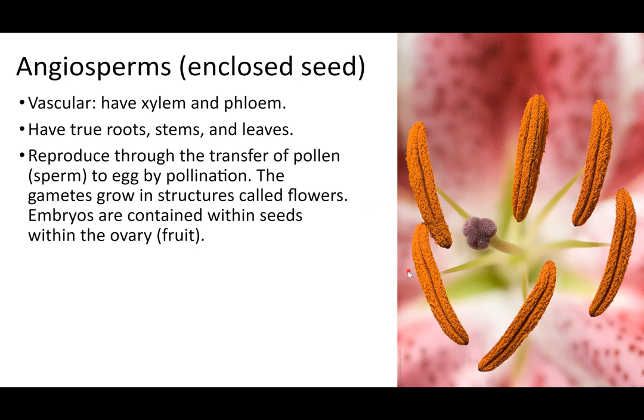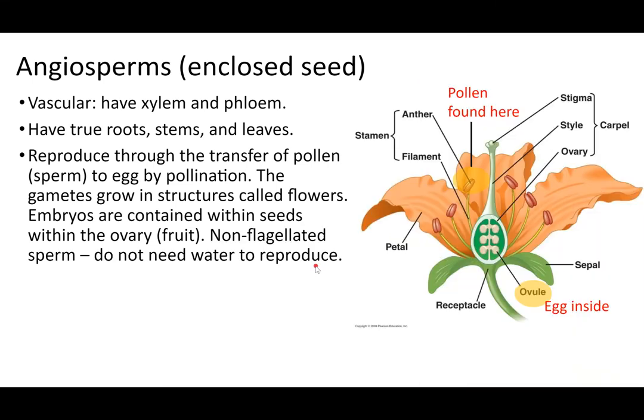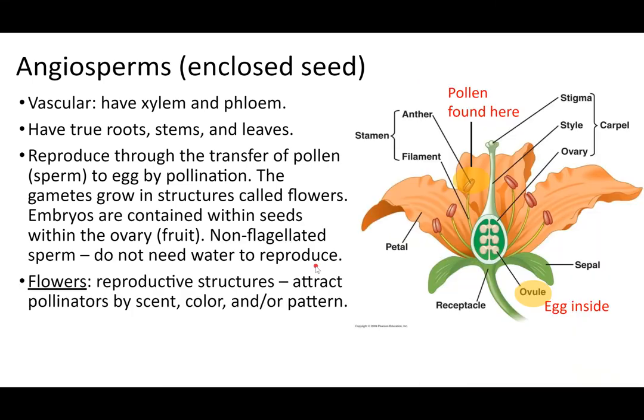So again, here's a close-up look. We have the carpel, right? This entire structure here for the female reproductive system. And then it is surrounded by the stamen, right? Which has the pollen, which is the male reproductive system. So the flower is the reproductive structure. Again, it's going to try to attract pollinators by either a specific scent, a color, or a pattern. And different scents, colors, and patterns will attract different pollinators.